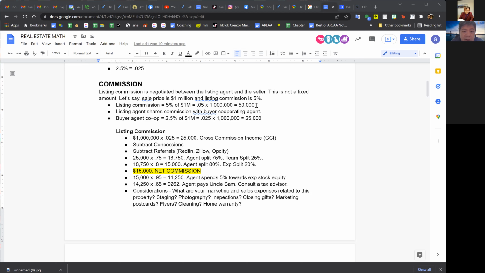Okay. The buyer agent co-op is 2.5% of 1 million. So 0.025 times 1 million is 25,000. So the listing agent is earning 50, but is going to share 25 of that with the buyer's agent. So at the end of the day, they each make 25 each.